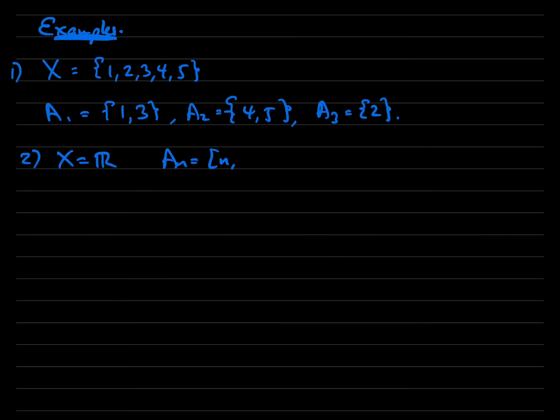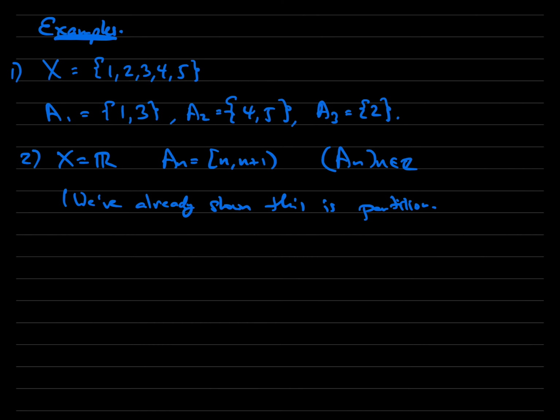Here's another example. Let X be the real line. Let A_n be the closed interval from n to n plus 1, and consider the collection A_n where n ranges over the integers. We actually proved earlier that this is a partition.